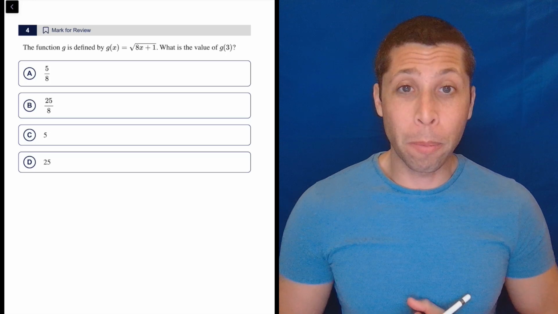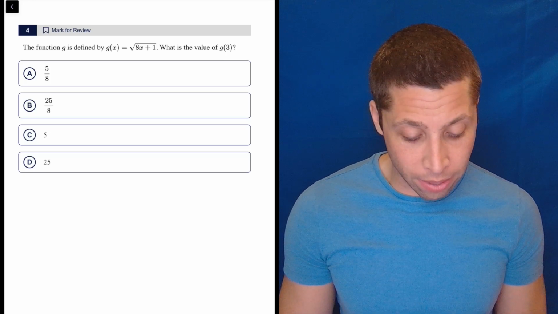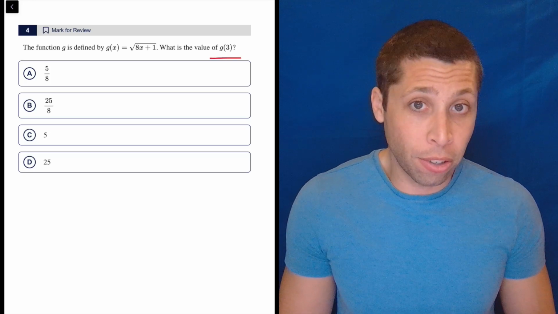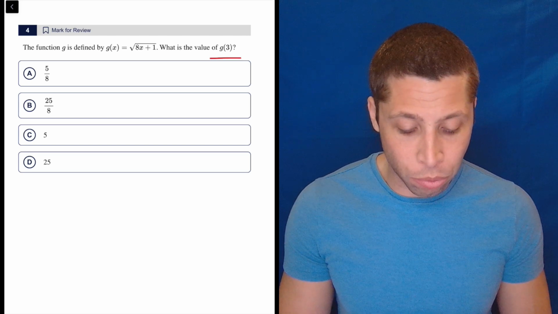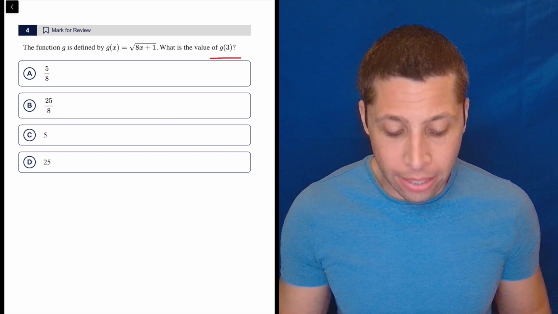This is basic plug points into equations, right? We have an equation, and function notation is an instruction to plug points into equations. They're saying g of 3 here. We have g of x equals radical 8x plus 1, so 3 is going to go in place of that x.